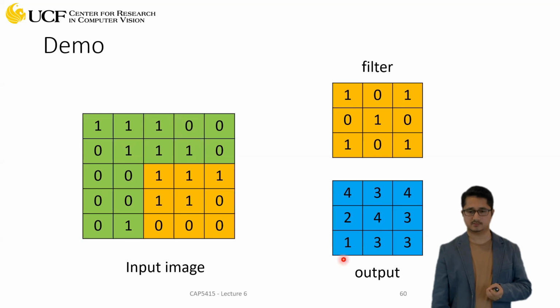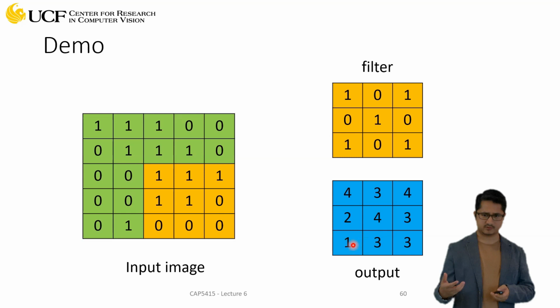And the lowest value is 1, which is at this location. And you can see that the only match we have is at this location, right? If we try to create a crosshair. And that's why it was not highly active.